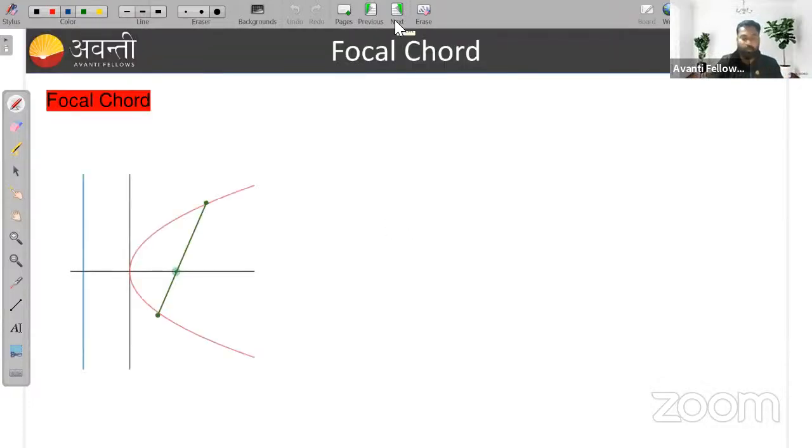So what is a focal chord? What is a focal chord actually? Remember, for now we are only discussing the parabola y square is equal to 4x. For now, we are only doing the discussion on the equation of parabola y square is equal to 4x. Is that clear?